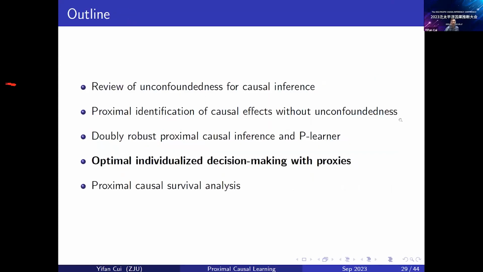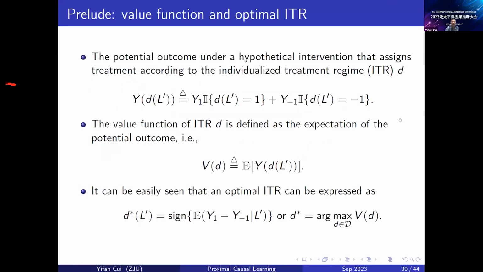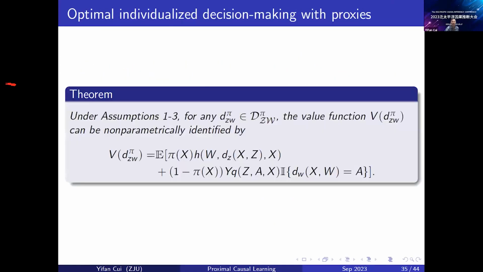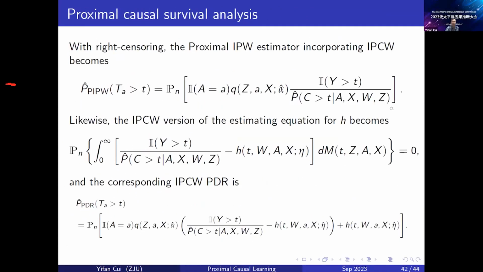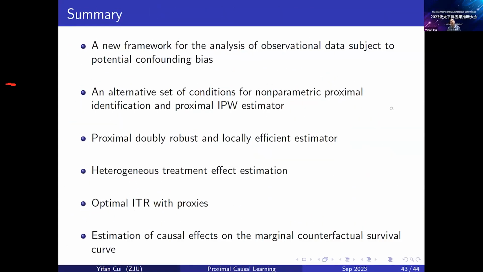Okay, let me skip the last two parts and briefly summarize my talk. So proximal causal inference is a new framework for the analysis of observational data when this unconfoundedness assumption doesn't hold. And we propose this treatment confounding bridge and identification, as well as the proximal IPW estimator. And we also construct this proximal doubly robust and locally efficient estimator. And we also establish this p-learner to estimate heterogeneous treatment effect.